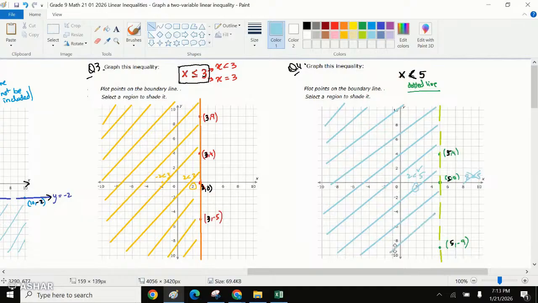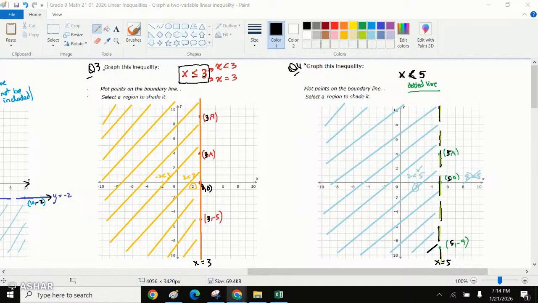Any value on the left hand side of the line x is equals to 5 will have a value. We label this as x is equals to 5. This was x is equals to 3. We simply label this line so that when we look at this line, we will know that this is the line x is equals to 5, which is not included because there is no equal sign. And we need to shade the area that is less than 5. That means we go for the value 4, 3, 2. We shade the area on the left hand side, okay, of the graph.